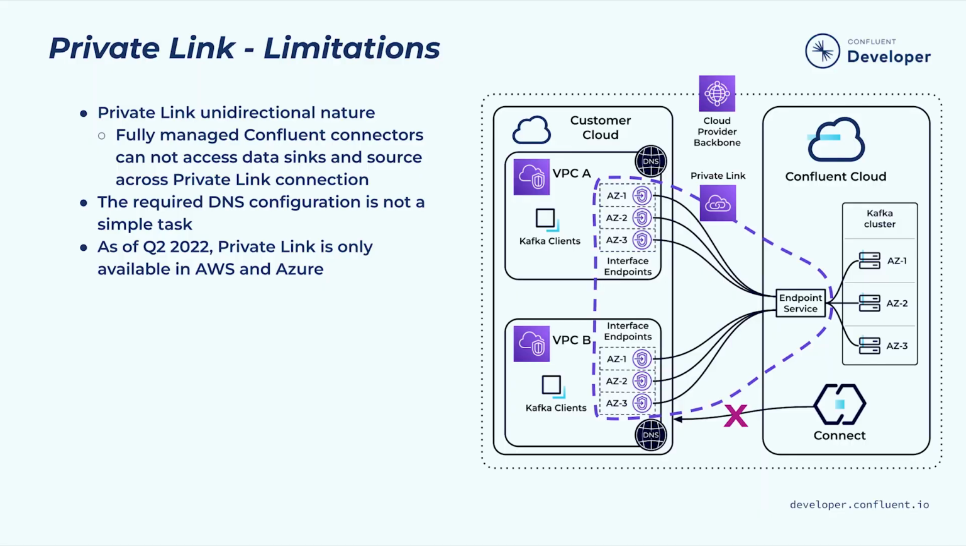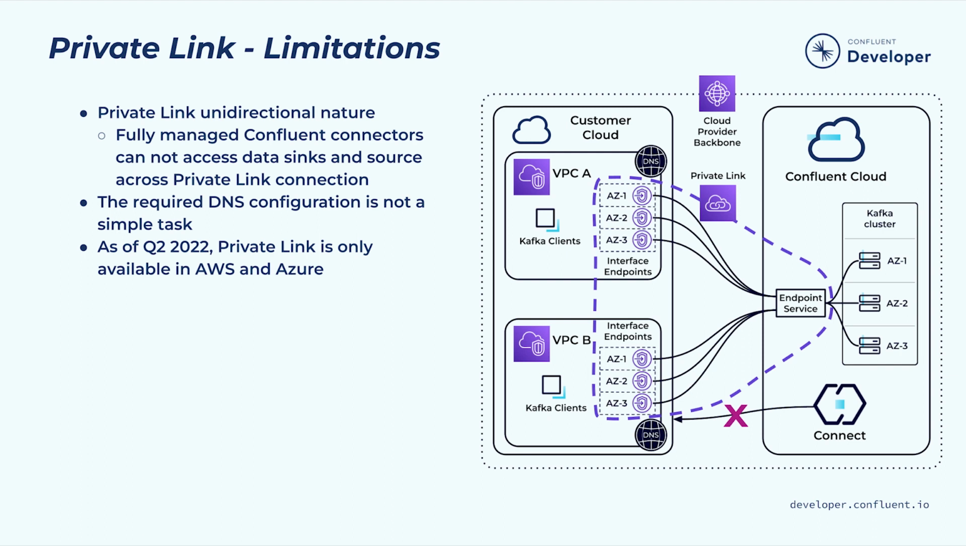There are also a few limitations with the private link architecture. The first is due to the fact that private link is unidirectional. Because we can't reach across the private link from the Confluent network into your network, fully managed connectors running in the Confluent network won't be able to access data sources or data sinks in your environment over the private link connection. When you want to connect data sinks and data sources, databases, data lakes, and so on, you have to either expose your service over the internet or run connect in your own environment.